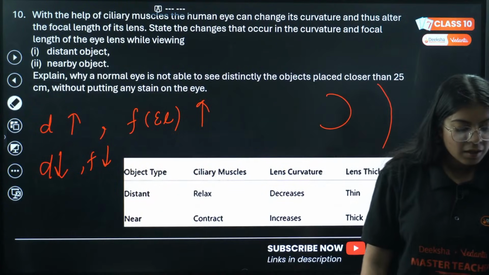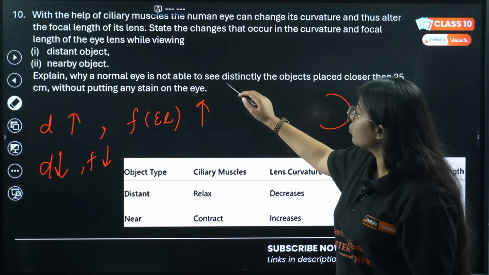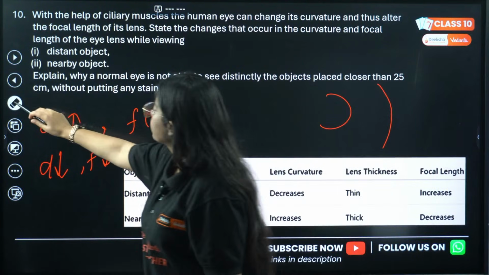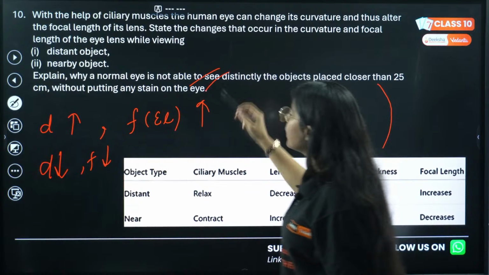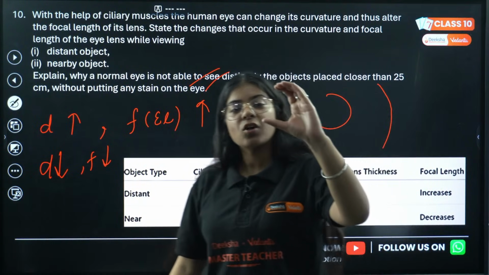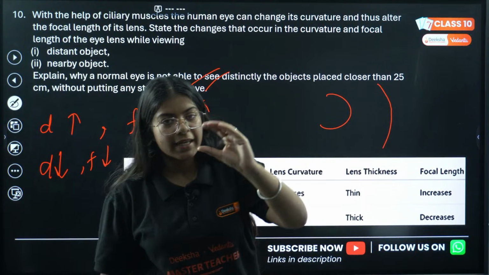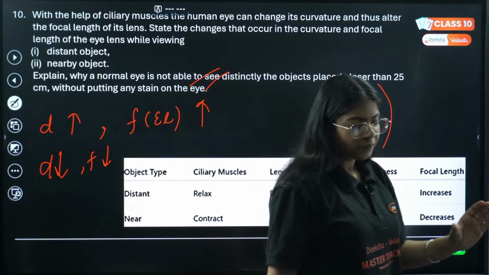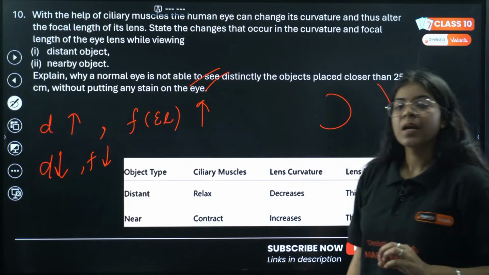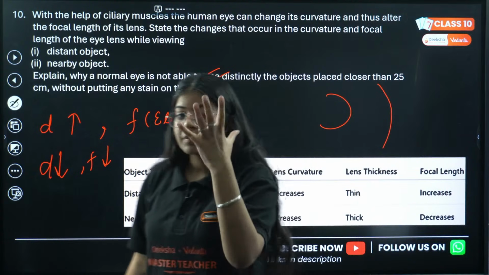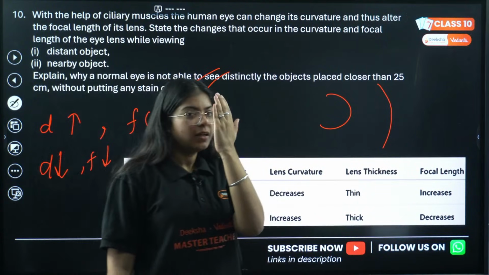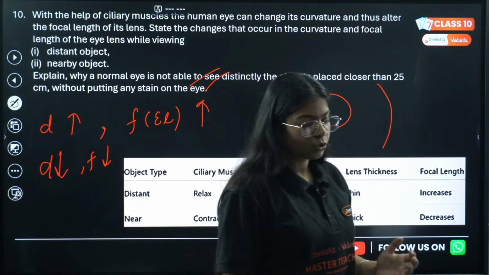Okay, correct? Understood the answer to this particular question? My eye lens cannot bend after a certain extent, and that is why my eyes pain when I read something this close to them.